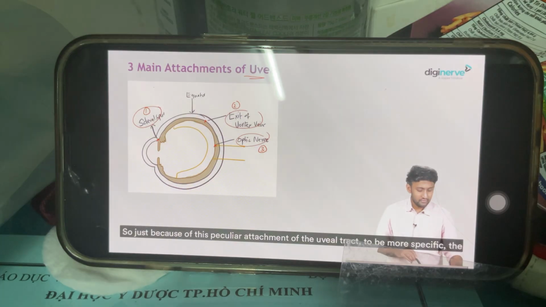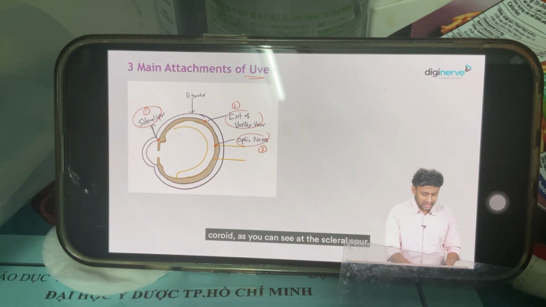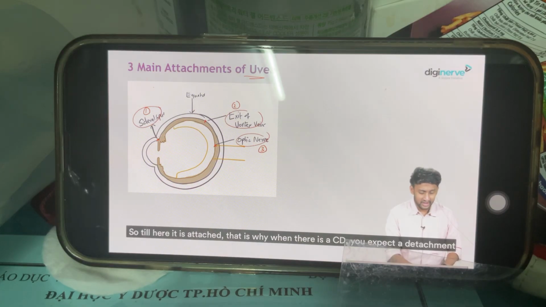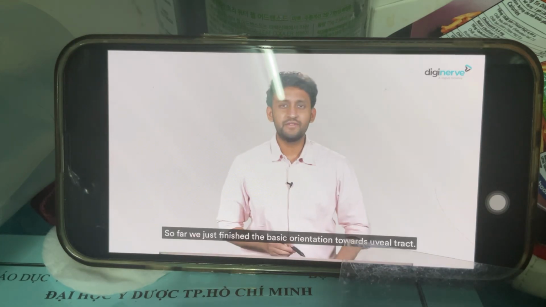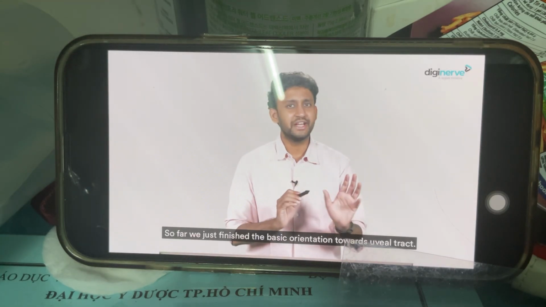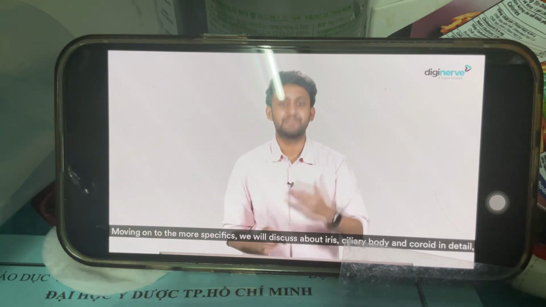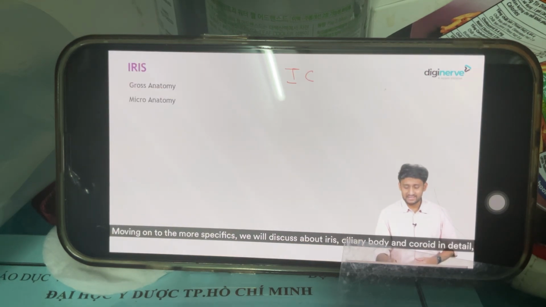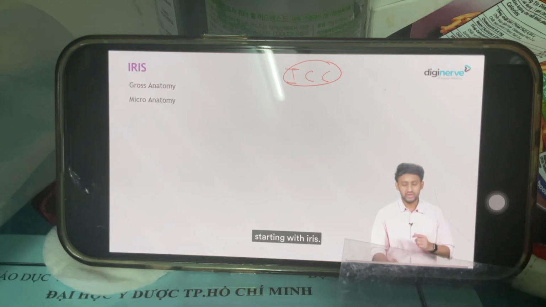Just because of this peculiar attachment of the uveal tract, to be more specific the choroid, at the scleral spur, it is attached up to here. That's why when there's a choroidal detachment, you expect a detachment like this. So far, we have finished the basic orientation towards the uveal tract. Moving on to the specifics, we'll discuss the iris, ciliary body, and choroid in detail, starting with the iris.